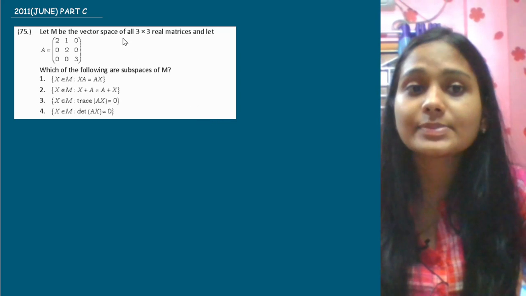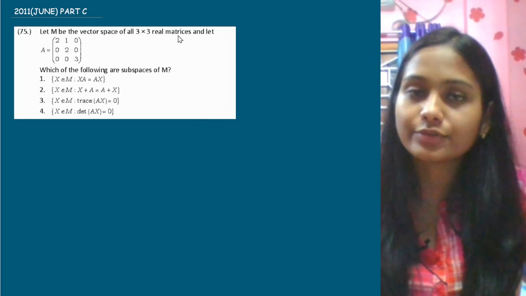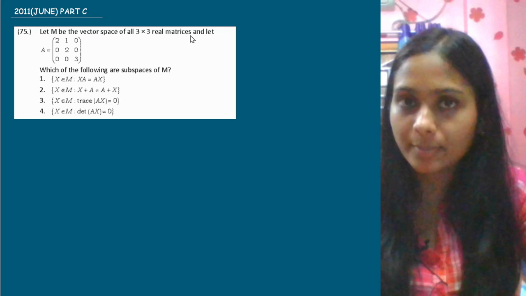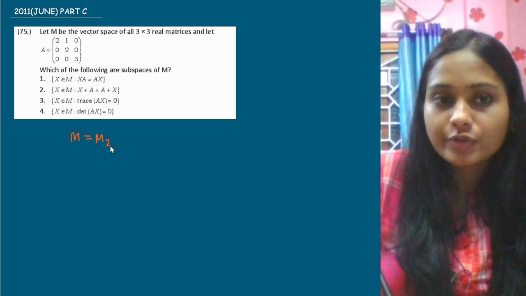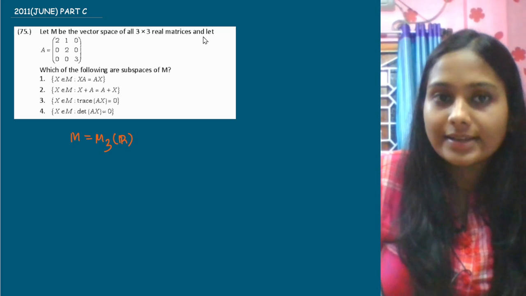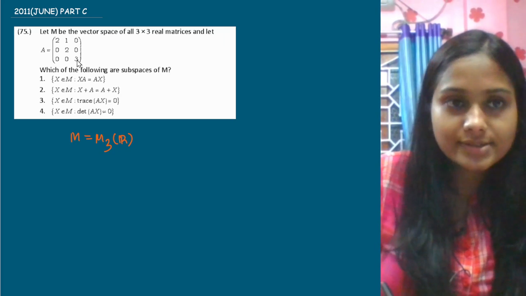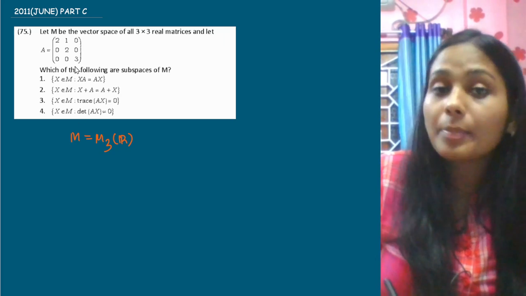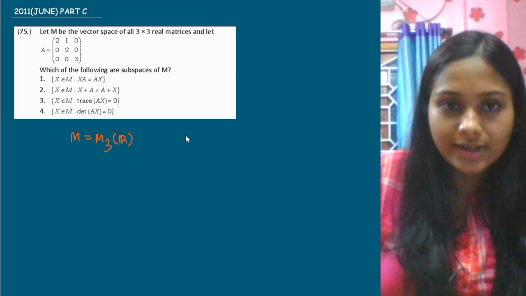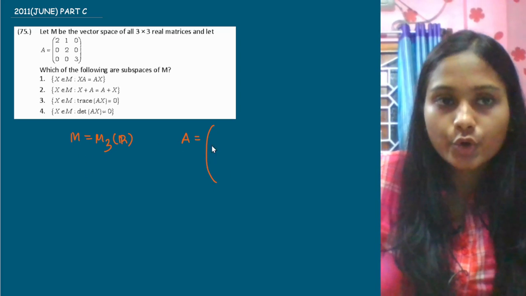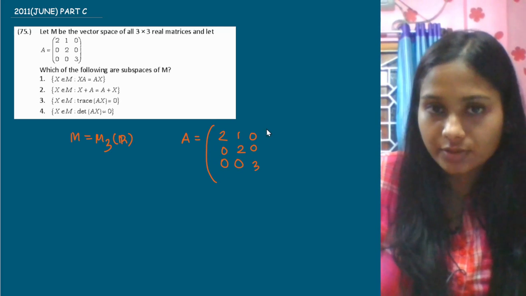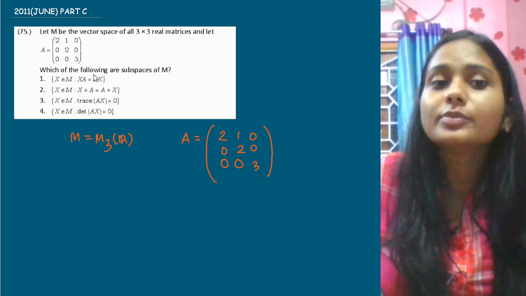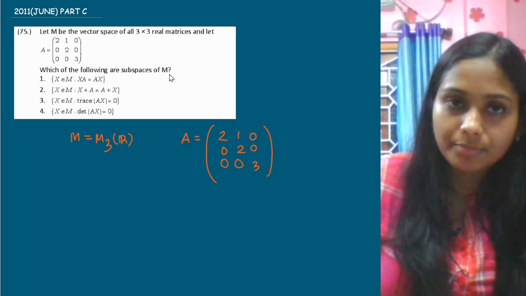Let M be the space of all 3 cross 3 real matrices. So here M is M3R. Let A be this matrix. This is an upper triangular matrix. So A is given as 2, 2, 3, 1, 0, 0, 0, 0, 0. Then which of the following are subspaces of M?